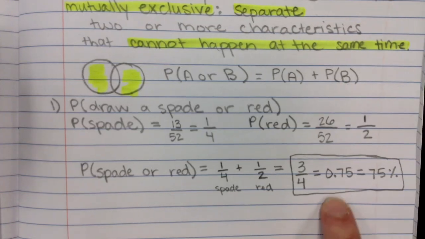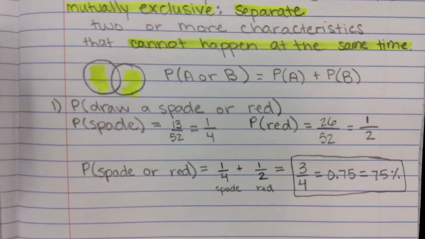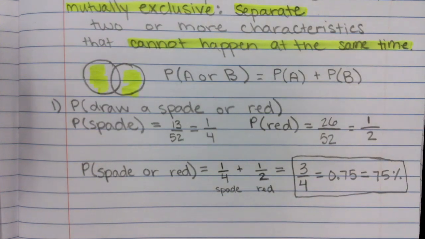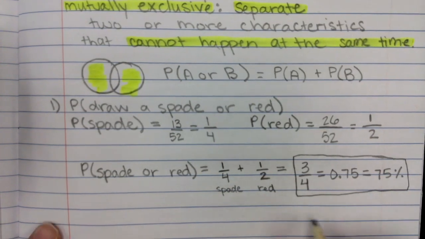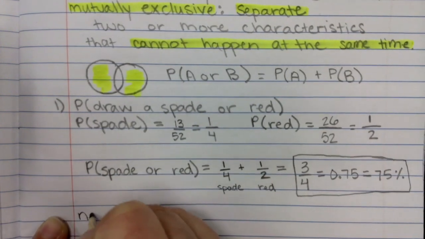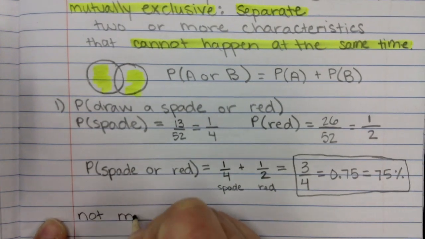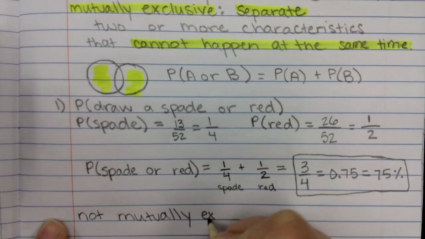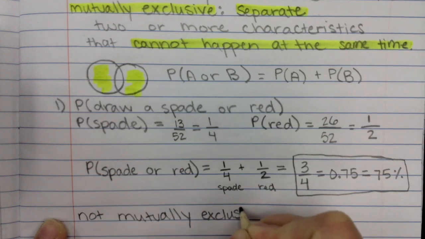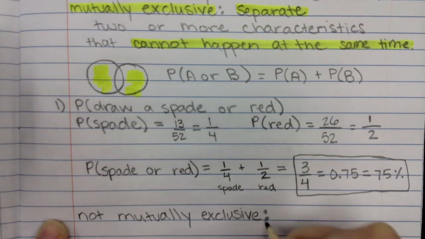All right, I'm going to use my other color highlighter, so if you were using one color, switch the colors. We're going to now talk about not mutually exclusive. So if mutually exclusive means that they're separate, what would not mutually exclusive mean? They're not separate.